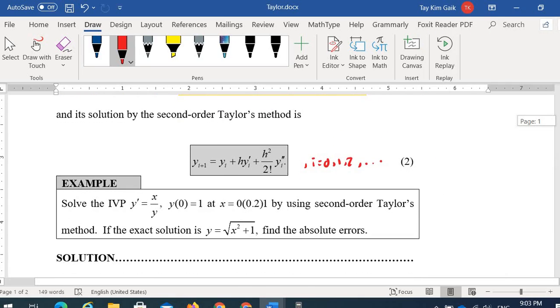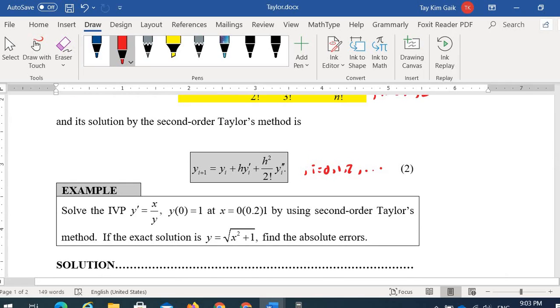For example, we solve the initial value problem y prime equals x over y, y(0) equals 1, which means when x equals 0, y equals 1. The starting value of x is 0, the increment h is 0.2, and the last value of x is 1, by using second order Taylor's method. If the exact solution is y equals the square root of x squared plus 1, find the absolute errors.